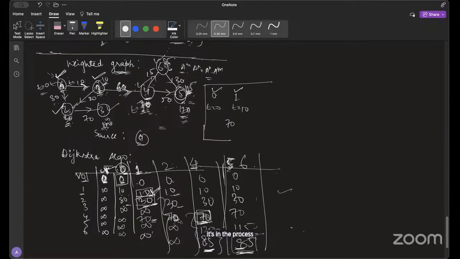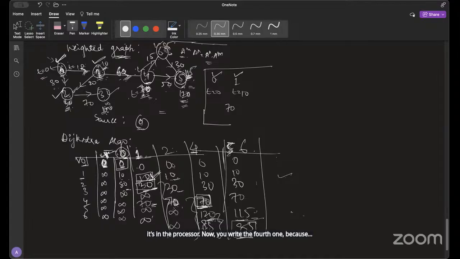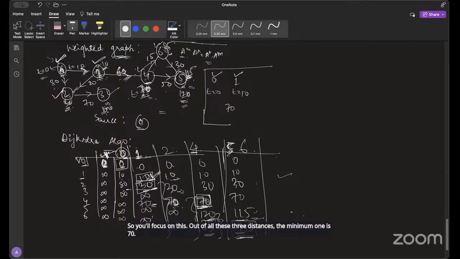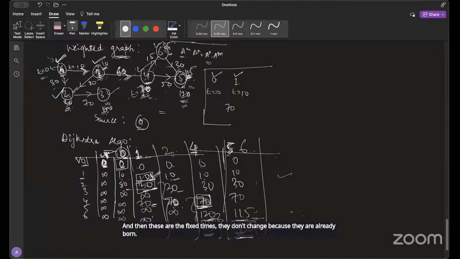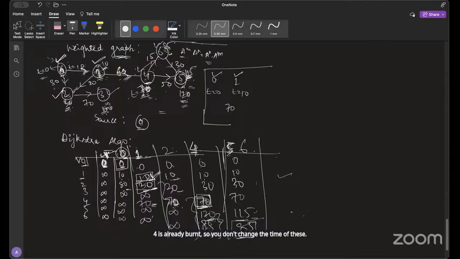Now you write the fourth one because these are already the burnt ones: 0, 1, 2. These three have already burned. So you'll focus on this. Out of all these three distances, the minimum one is 70. So this gets burnt next. Fourth vertex gets burnt next. You write it here. And then these are the fixed times. They don't change because they are already burned. 0, 1, 2 are already burned. 4 is already burned. So you don't change the time of these. And then you update these 2 times.